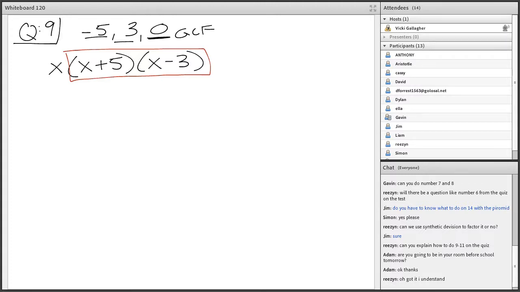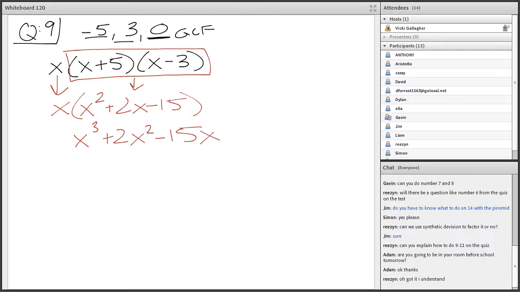Okay, so if you understand, I'm going to breeze through a little bit of it. So when I multiply these two together, we get x squared plus 2x minus 15. But there's still this x on the outside, and then we would distribute that, and we get x to the third plus 2x squared minus 15x. And then that would be the final answer. So that was question 9.